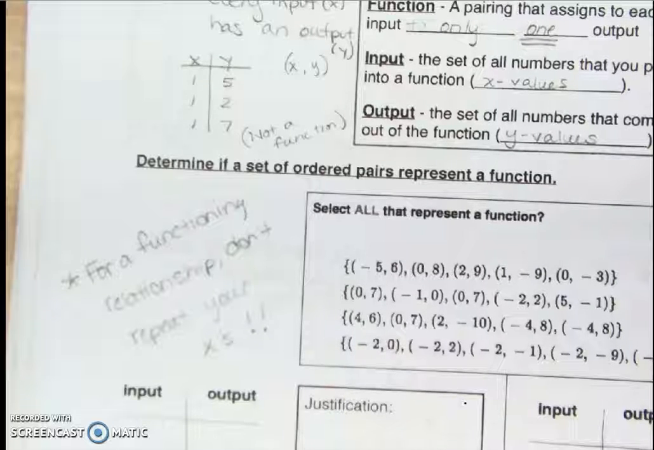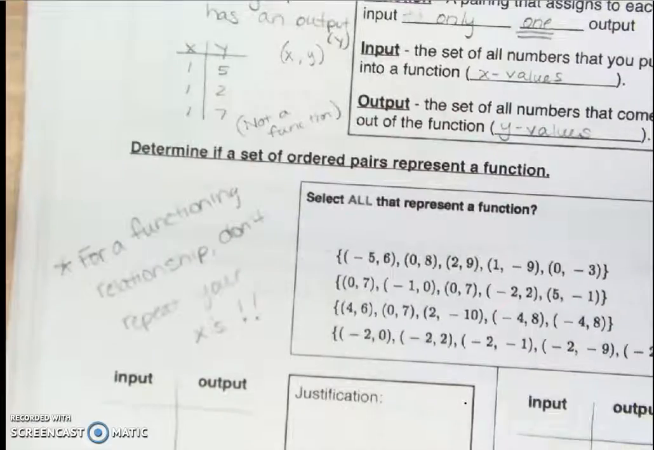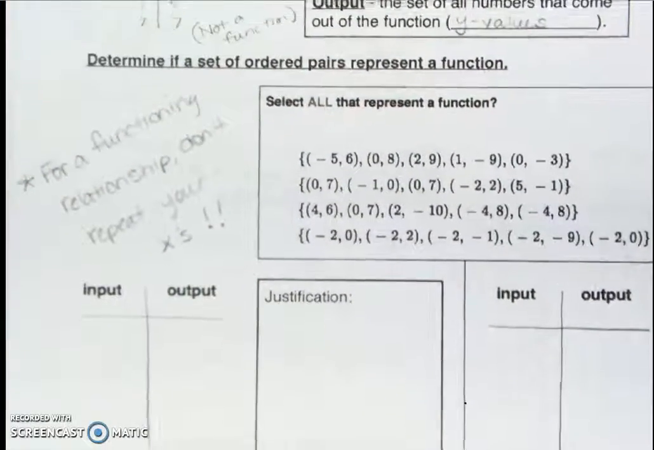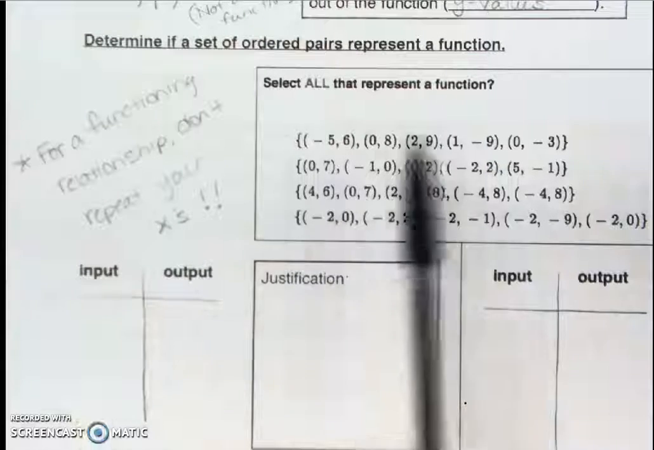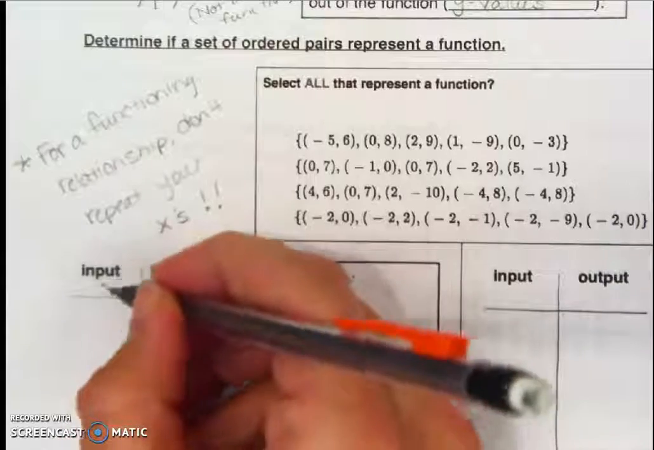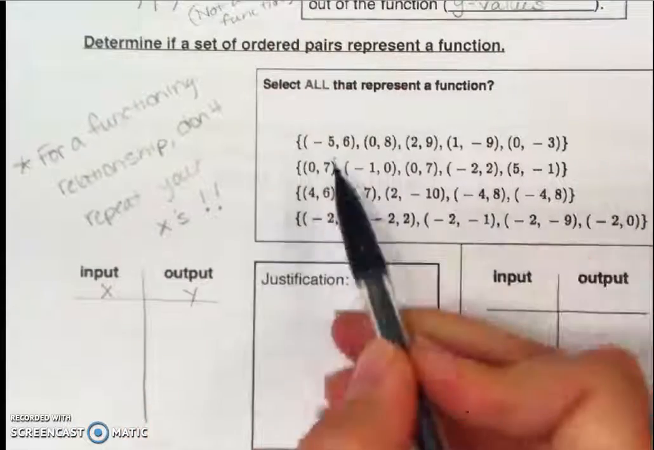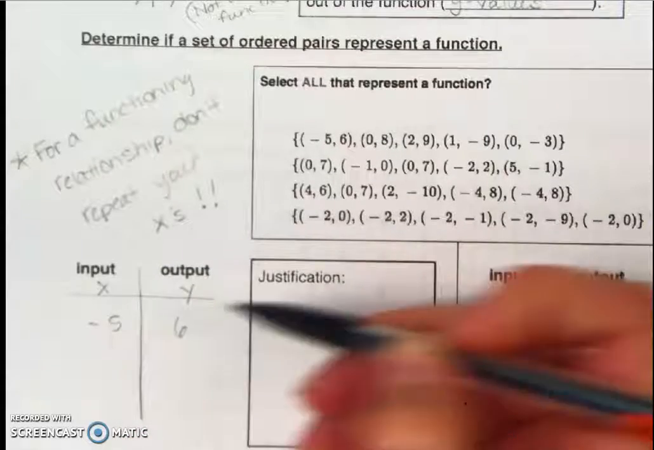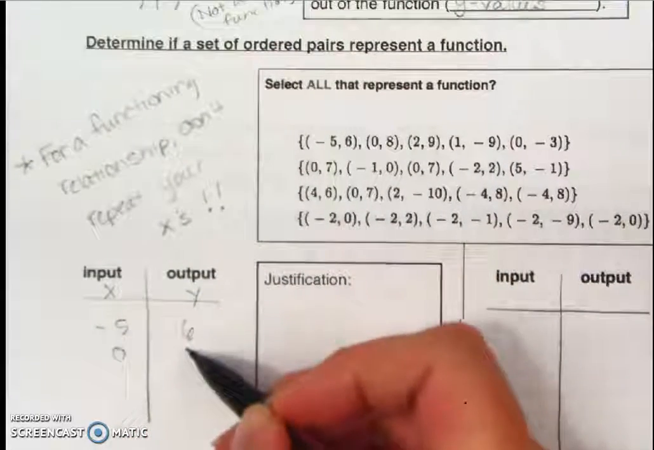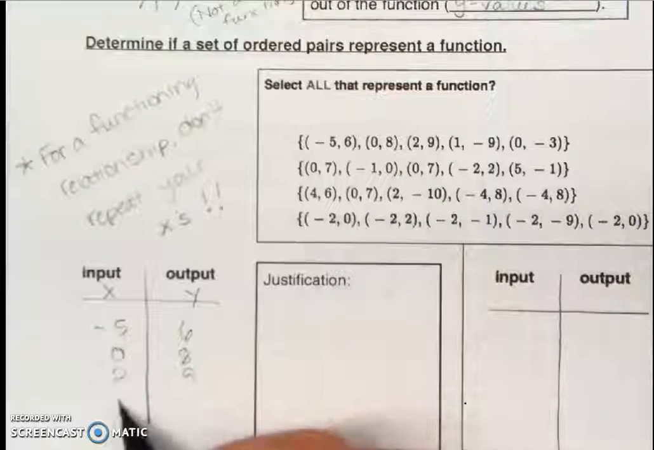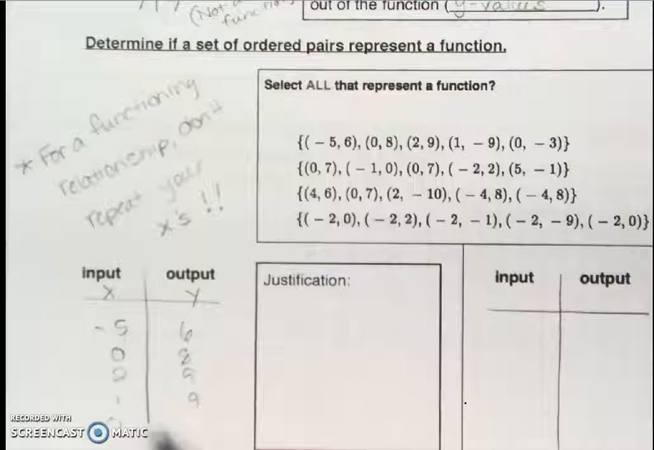So let's look at what that looks like in math. We're going to select all of those that represent a function. Let's look at that first list, and we're going to write that as an input and output over here. We're taking this first list, and we're going to write it down over here. Remember, input is the X, output is the Y. So the first ordered pair is (-5, 6). The next one is (0, 8). I do want you to copy it down. (2, 9), (1, -9), and (0, -3).